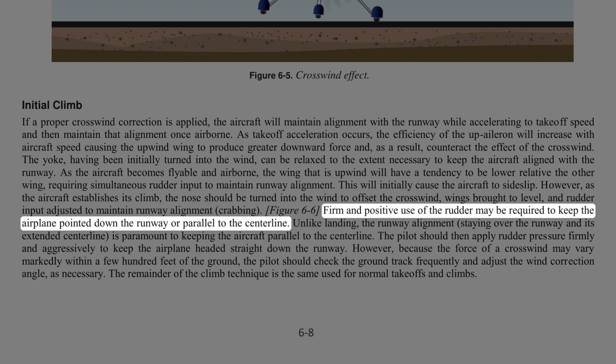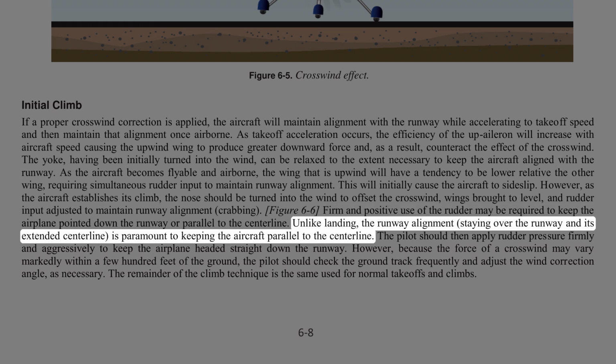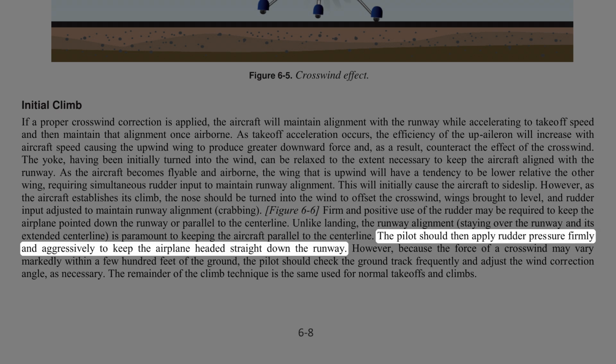Firm and positive use of the rudder may be required to keep the airplane pointed down the runway or parallel to the centerline. Unlike landing, the runway alignment, staying over the runway and its extended centerline, is paramount to keeping the aircraft parallel to the centerline. The pilot should then apply rudder pressure firmly and aggressively to keep the airplane headed straight down the runway.